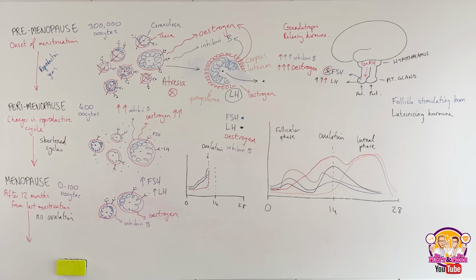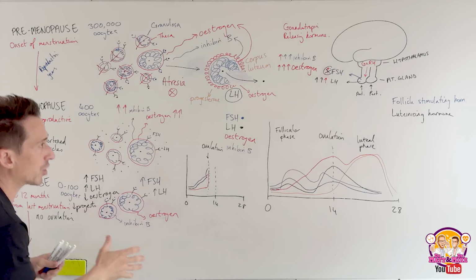So effectively, what's going to happen in menopause is you're going to have high FSH, high LH, low estrogen, and low progesterone. And you don't get that ovulation because of such low estrogen and progesterone.